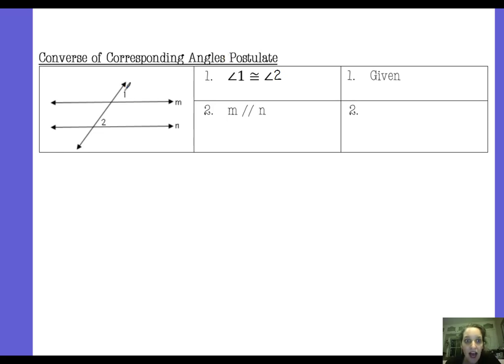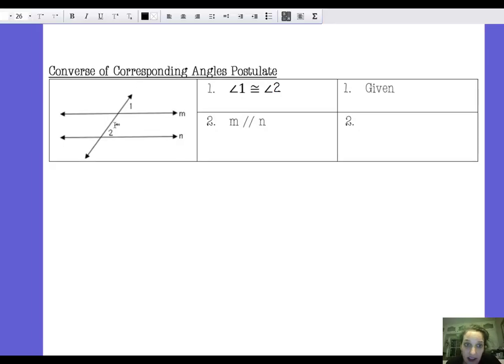So if I had this scenario, and I told you in our given that angle 1 and angle 2 were congruent. Well, we know angle 1 and angle 2 are corresponding angles. So if a pair of corresponding angles are congruent, that means those lines have to be parallel. So because those corresponding angles are congruent, in the next step we can say the lines are parallel. And we are going to use the converse, because we're going in the opposite direction. We're switching them.